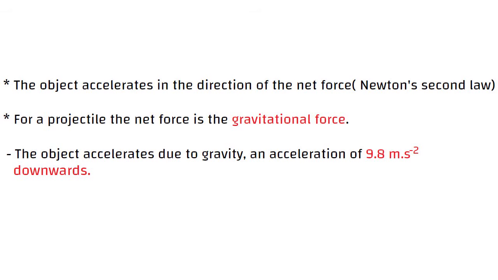Remember, in grade 10 they taught you that if an object accelerates due to gravity, it has a constant gravitational acceleration of 9.8 meters per second squared, direction downwards. So if they ask you to write down the acceleration of that object, that projectile, you write 9.8 meters per second squared downwards. Remember, acceleration is a vector quantity, so you must write its magnitude and its direction.